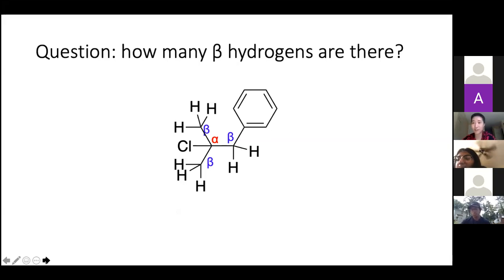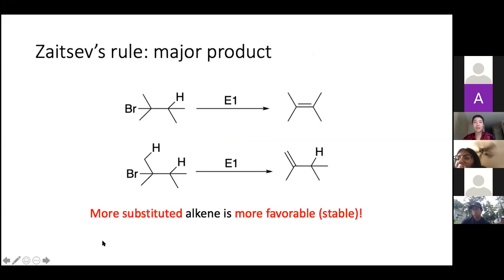Any questions that we have until this point? No? Okay, I'm gonna keep going. So we can form multiple products. How do we know which product is gonna be the major product and which is gonna be the minor?